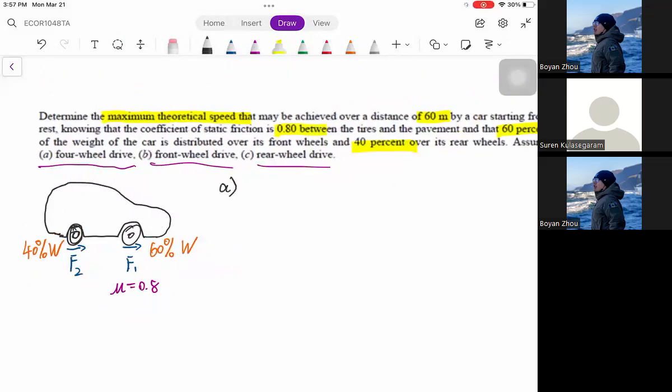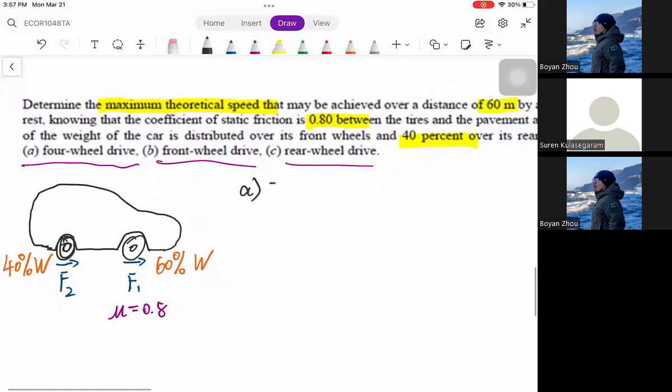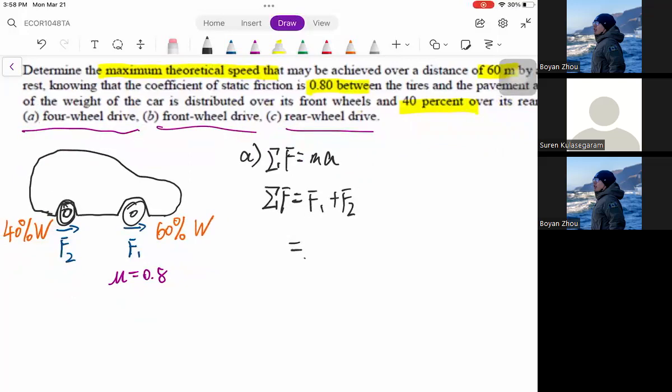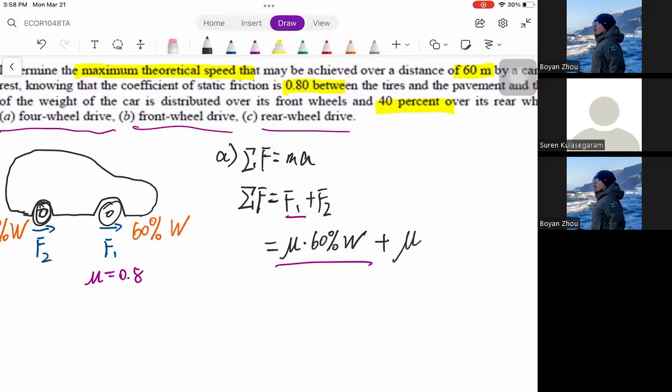When the car is a four-wheel drive car, we first apply Newton's second law, F equals ma. On the left-hand side, the resultant force is equal to F1 plus F2, because for a four-wheel drive car, both the front wheel and the rear wheel provide power. F1 is equal to mu times the weight of the front, so 60% of the weight, and F2 is the friction coefficient times 40% of the weight.